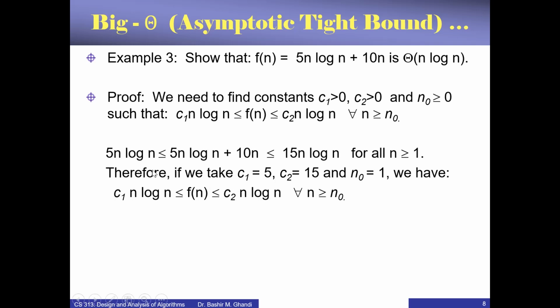So therefore, if we take C1 to be 5, and C2 to be 15, and n naught to be 1, then we will be able to satisfy the two inequalities for all values of n that are greater than our n naught, which is equal to 1. That proves the statement that Fn is theta of n log n. So this function grows at the same rate as n log n. That's what we are saying. Always don't lose focus of what we are trying to say. We are saying this function belongs to this class. They grow at the same rate.